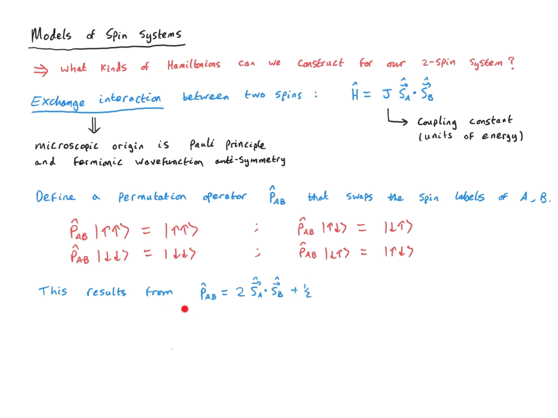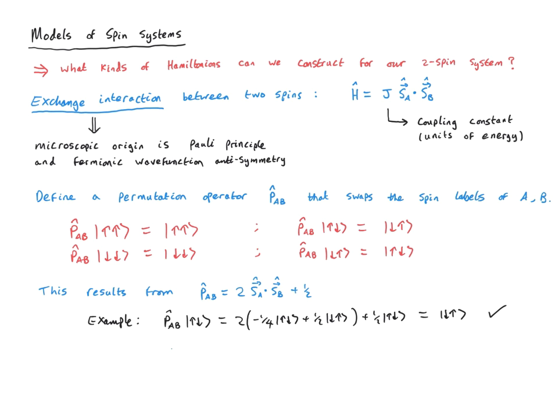It turns out that this operator, 2 times SA.SB plus 1/2, yields exactly the right effect when applied to these basis states. I will leave it as an exercise for you to confirm that this really works. Try, for example, PAB acting on the up-down state, and you will get something like this, which indeed gives us the correct result. So the conclusion of all of that is that the permutation operator that swaps the spin labels is basically this spin-spin interaction, SA.SB.